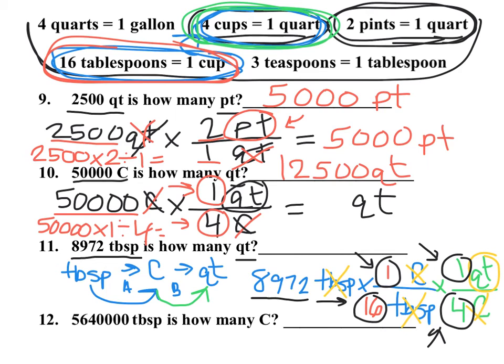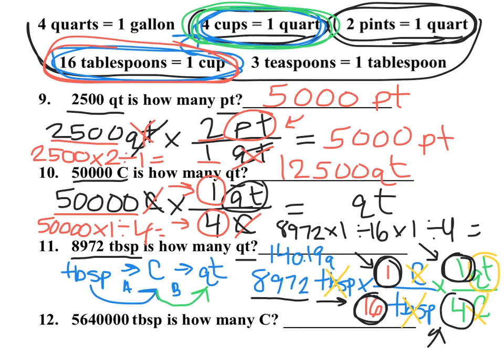So that ends up being 8,972 times 1 divided by 16 times 1 divided by 4. And now I'm starting to run out of room a little bit, but when you crank that through your calculator and do 8,972 times 1 divided by 16 times 1 divided by 4, you end up getting about 140.19 quarts for your answer.